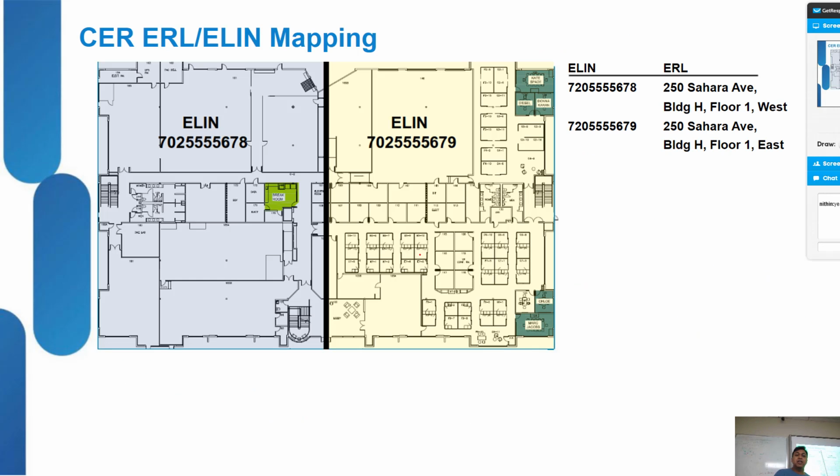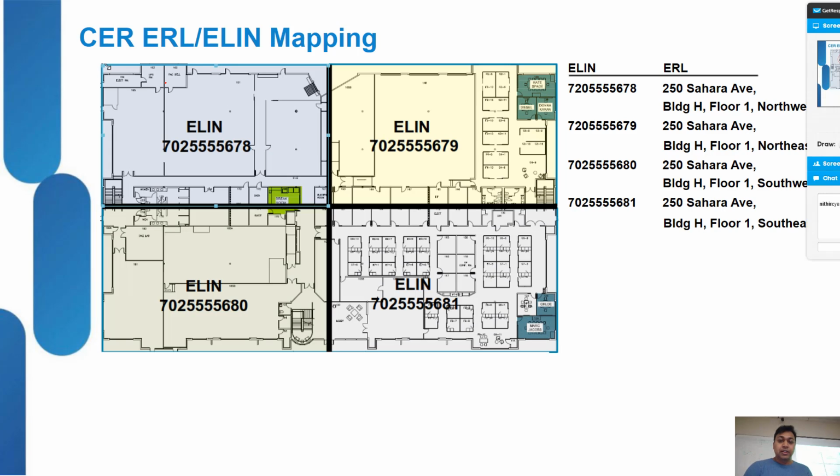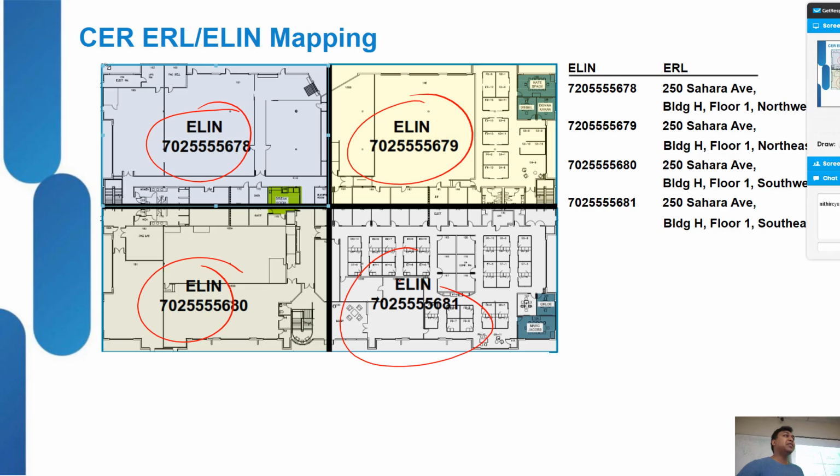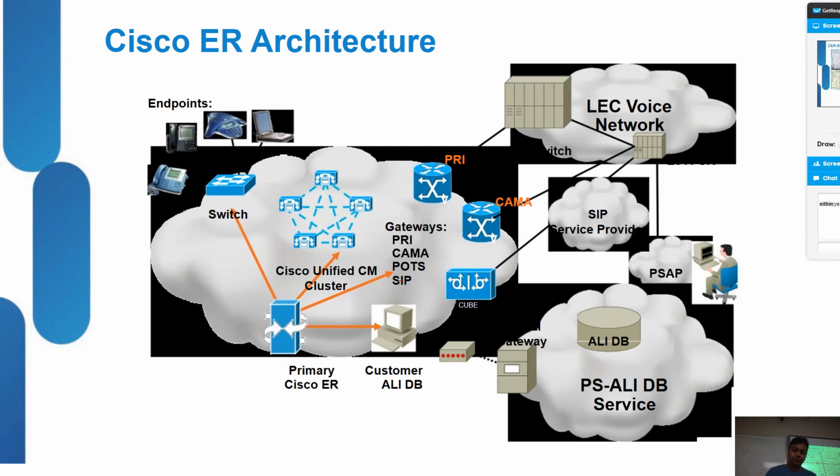So you take the ERL and ELIN mapping, for example, and divide the building. If it is 10,000 or 20,000 square feet, you go with 4 ERLs because each ERL is limited to 7,000 square feet. If it is 6,000 square feet, you could use 1. So this is the ER architecture. Your primary ER server connects to your call manager cluster, which connects to your switch, which connects to the gateway using the comma, POTS, SIP. The customer will have access to the customer ALI database.